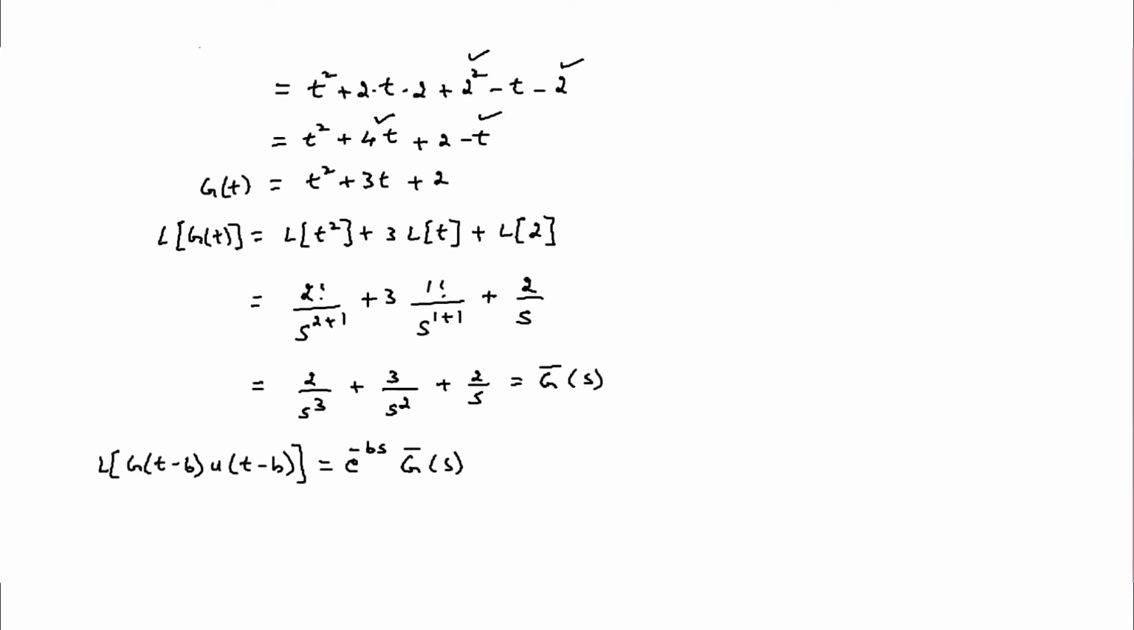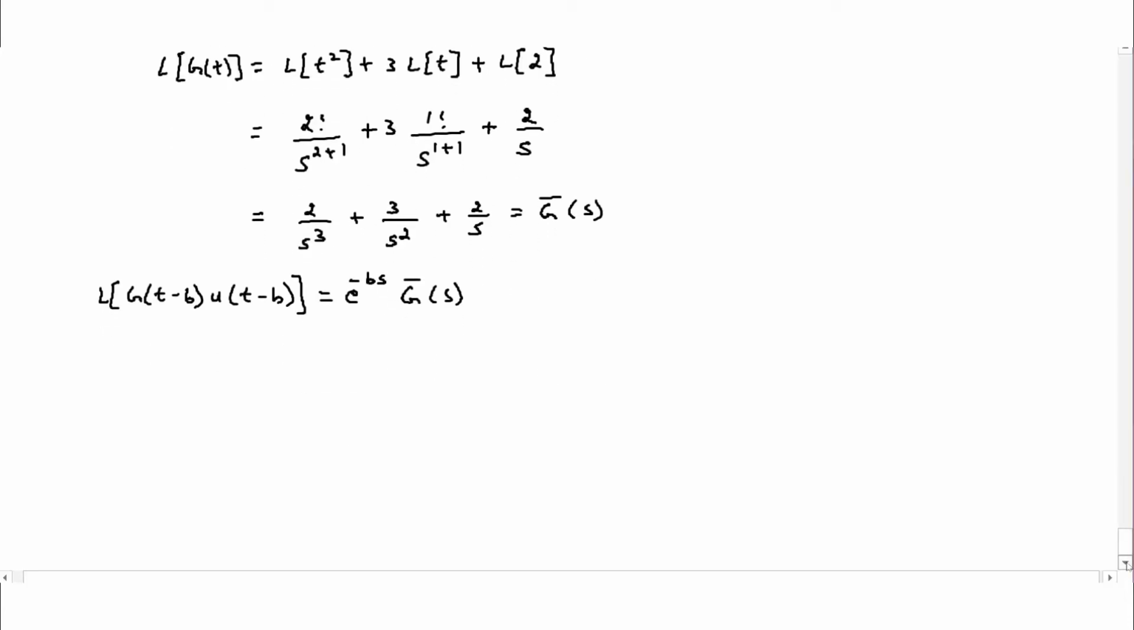Now just try to plug in the values that we have obtained. So this is Laplace transform of g of t minus the value of b that we have. Go back and see what is the value of b we have. The value of b is 2, into u of t minus 2 is equal to e power of minus 2s. G bar of s has been obtained over here. You have 2 by s cube plus 3 by s square plus 2 by s.